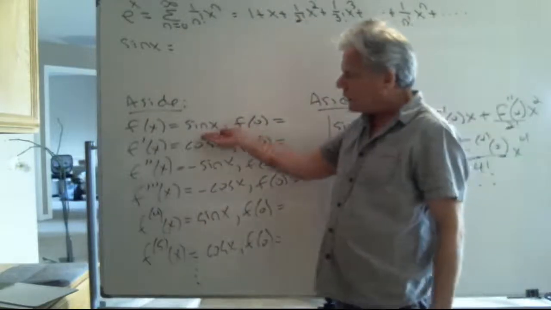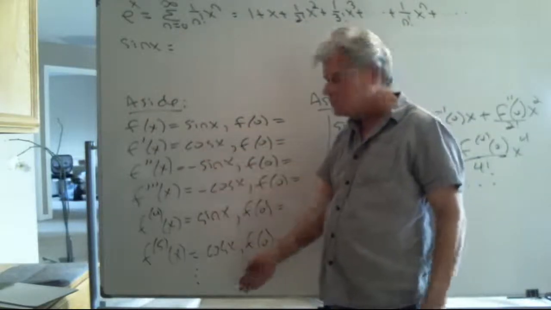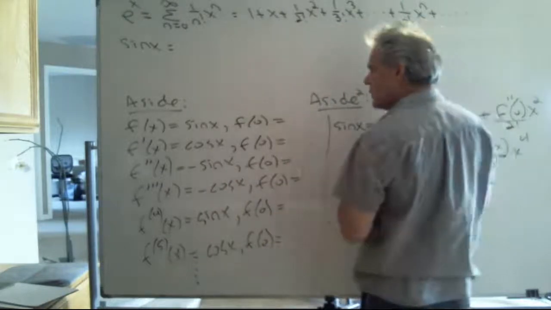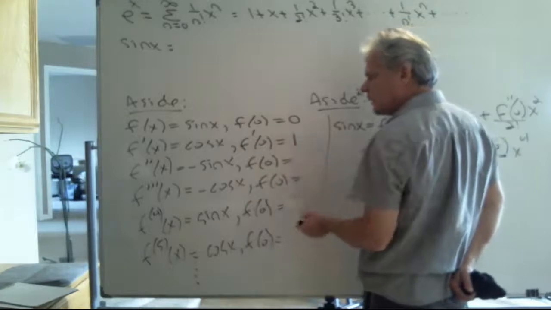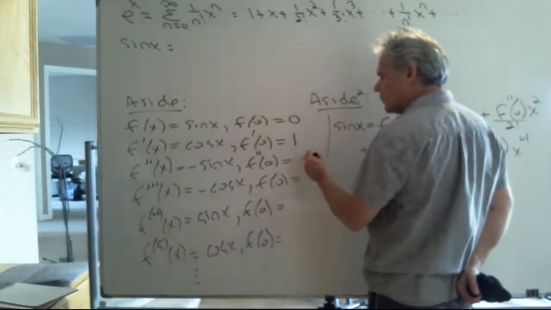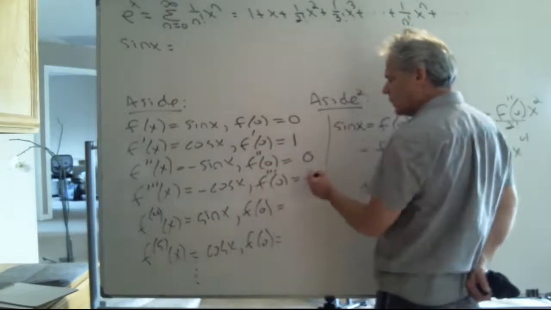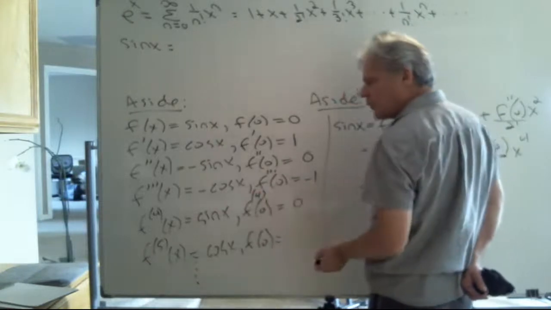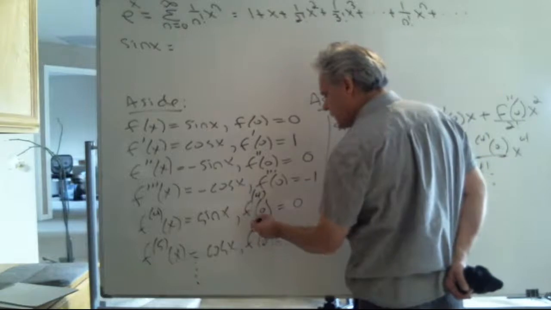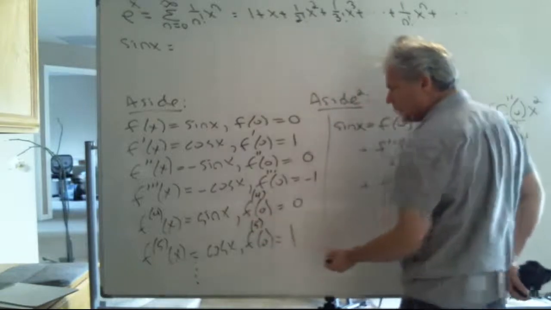Well, f of x is sine of x, derivative on down. F of 0 clearly is this. F prime of 0 is this. Here is my f double prime of 0. Triple prime. Fourth order derivative. Fifth order derivative, again evaluated at x equals 0.